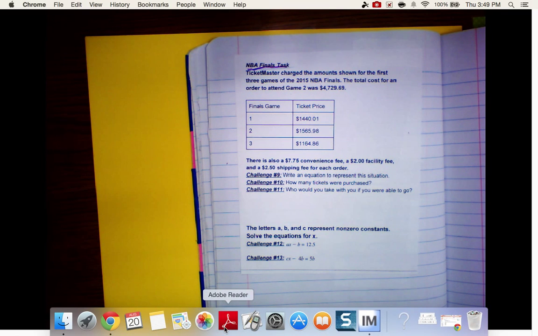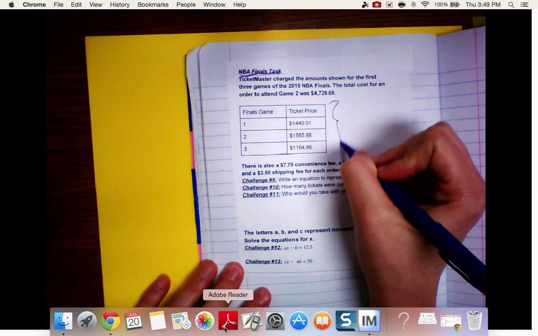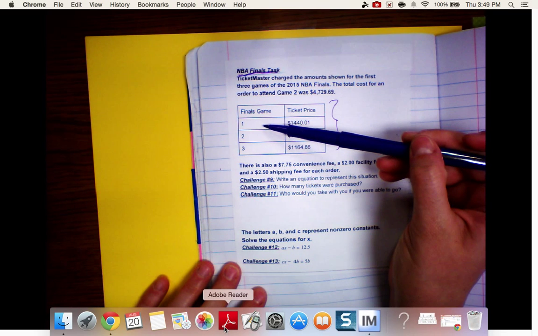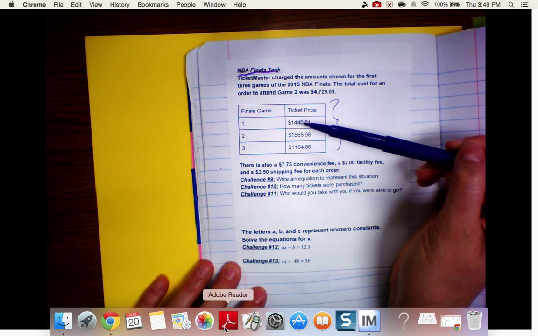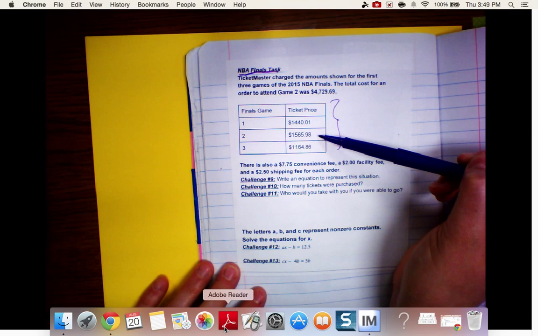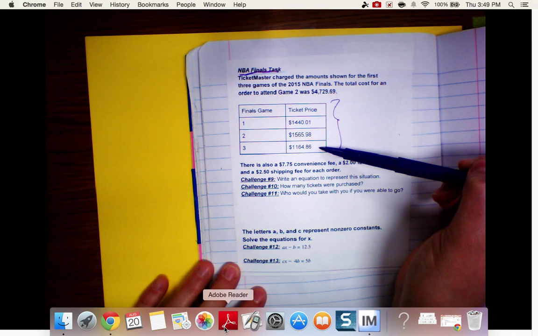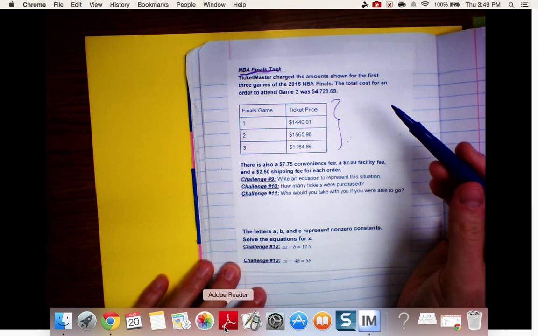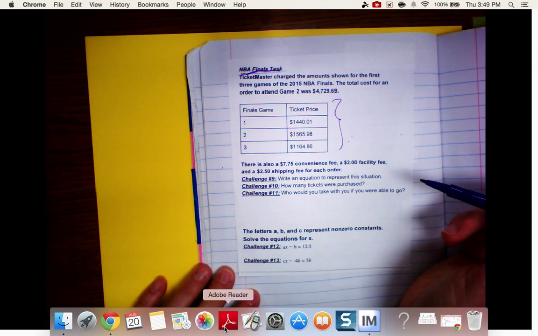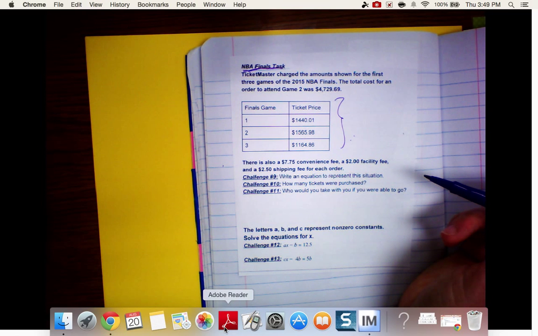Ticketmaster charged the amounts shown for the first 3 games of the 2015 NBA Finals. The total cost for an order to attend Game 2 was $4,729.69. So we have this chart here. We have Game 1, the ticket price was this much. Game 2, the ticket price was this much. And Game 3, this was the ticket price. There's also a $7.75 convenience fee, a $2 facility fee, and a $2.50 shipping fee for each order.